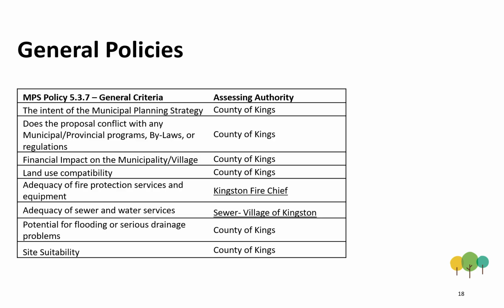Council has to be satisfied that the proposal is in keeping with the intent of the municipal planning strategy, that the proposal is not in conflict with any provincial programs, bylaws, or regulations, that the proposal does not have any financial impact on the municipality or the village, and that there are no land use compatibility issues. We will be contacting the Kingston Fire Chief to gather their input on the adequacy of fire protection services, and the Village of Kingston will be contacted for their comments on the adequacy of sewer services. The potential for flooding and or serious drainage issues will be reviewed, and the site suitability for the proposal will also be reviewed.